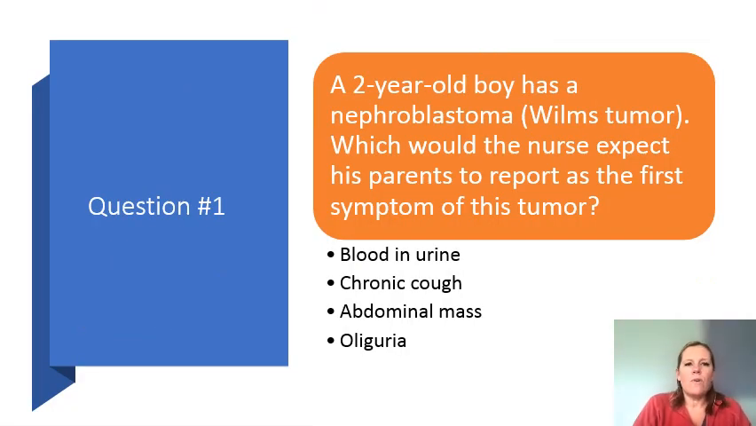All right, a 2-year-old boy has a nephroblastoma, also known as the Wilms tumor. Which would the nurse expect his parents to report as the first symptom of this tumor? Blood in the urine, chronic cough, abdominal mass, or oliguria? And we know that the correct answer is C. A Wilms tumor grows on the anterior surface of the kidney, so it's felt as an abdominal mass.